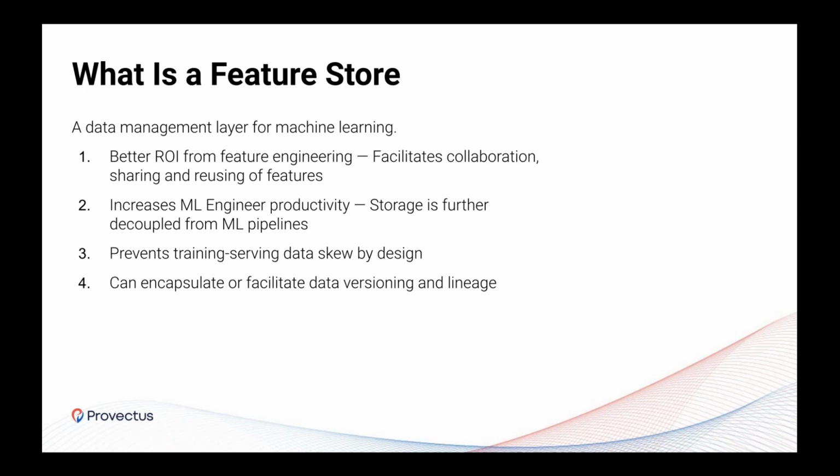Consistency is one of the biggest problems in distributed systems, and a unified feature store aims to prevent training-serving data skew by design. And the feature store API is a good place to start tracking your data lineage and data versioning.